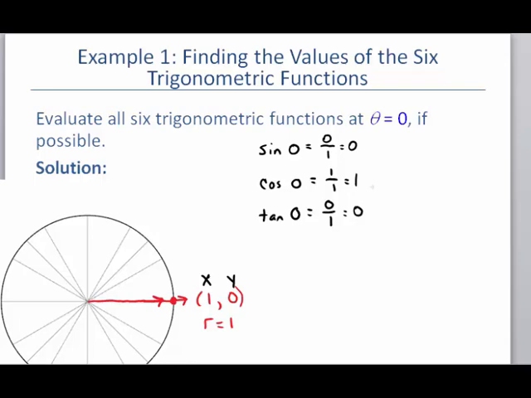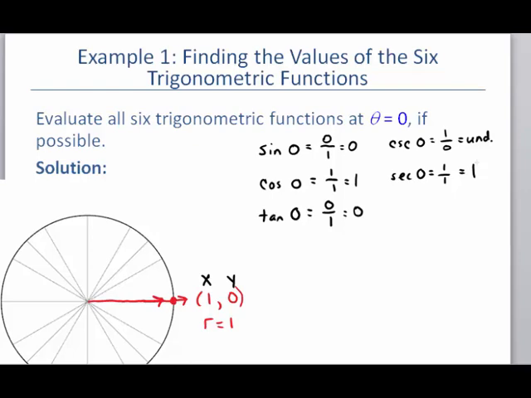Now, recall that the other three functions are reciprocals of these three. So the cosecant at 0 is going to be the reciprocal of 0 over 1. So 1 over 0, and remember that that is undefined, meaning that the cosecant does not exist at 0. The secant is the reciprocal of the cosine. So the reciprocal of 1 over 1 would still be 1 over 1, and the secant value would equal 1.